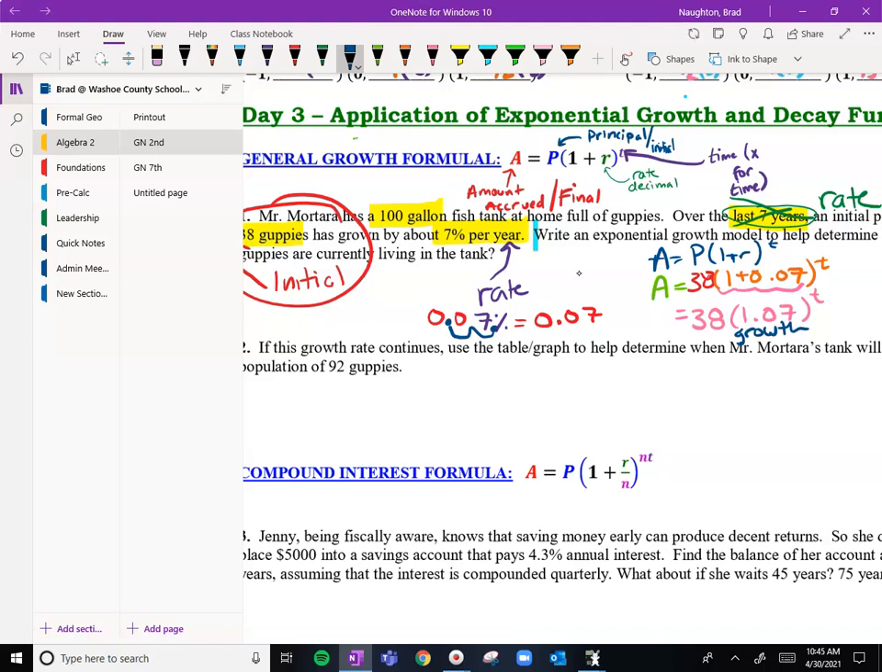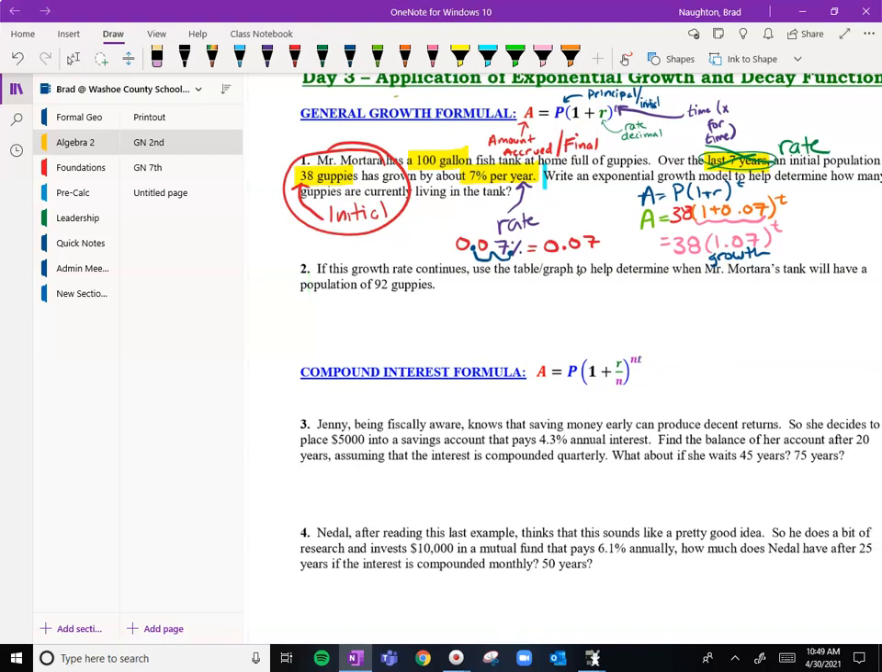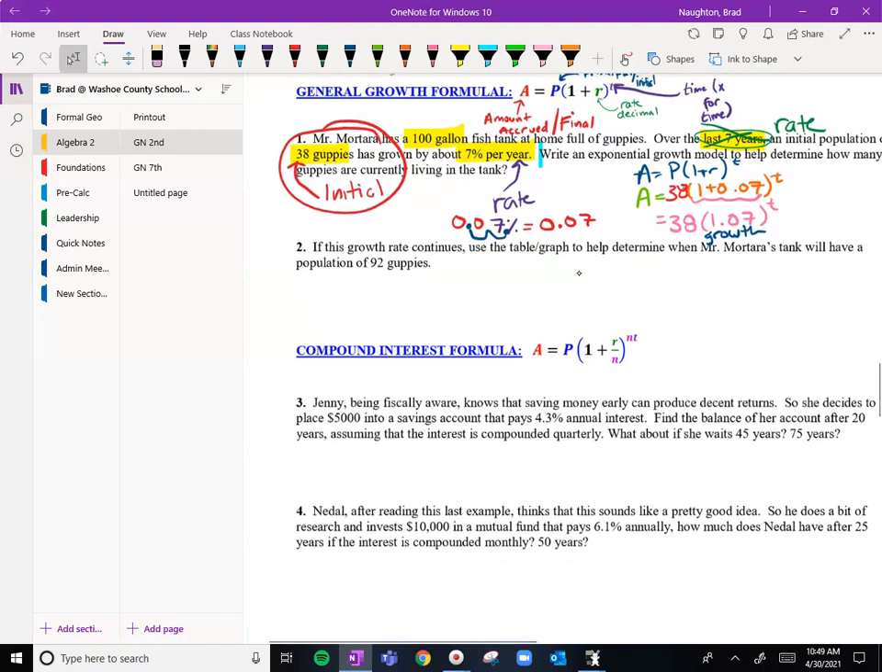Cool? All right, so part 2 here, sports fans, we got our second question. I'm going to erase so we can focus. I'm going to read that last question first. It says, use the table to find out when you will have 92. So this is really kind of like a when. You can see that right there.